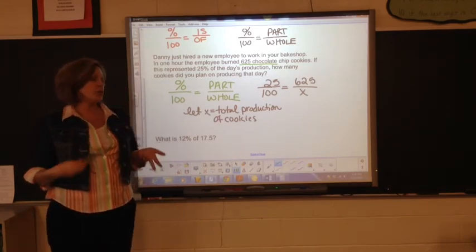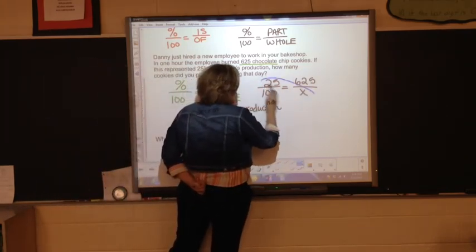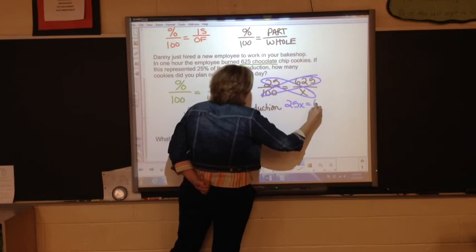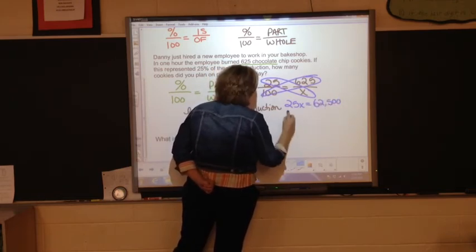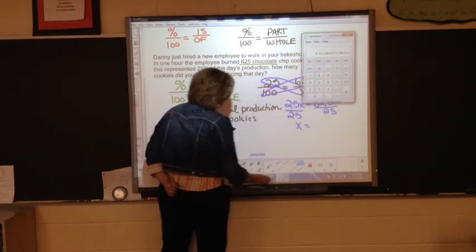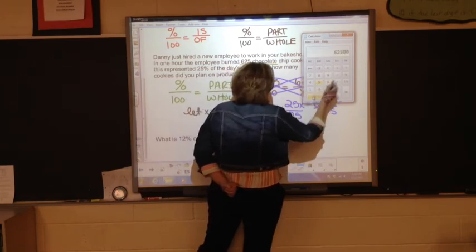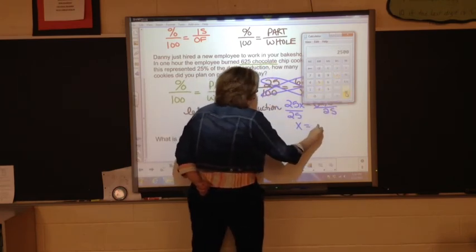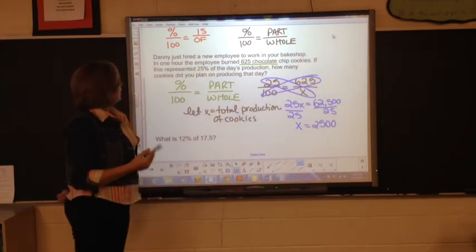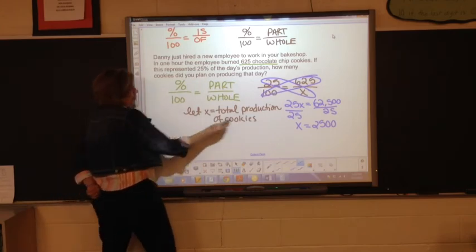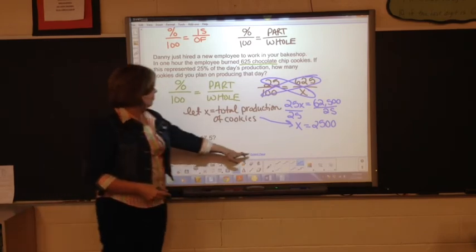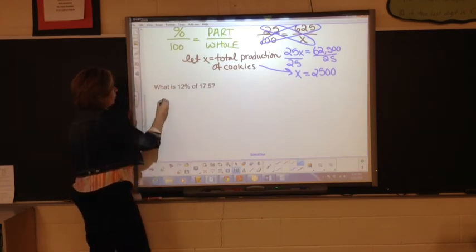All right, and then with any proportion, you can hopefully remember that you can use the cross product. So 25x equals 62,500. I need to divide both sides by 25. And when I do that, I find 62,500 divided by 25 is 2,500 cookies. So how many cookies did you plan on producing that day? You planned on producing 2,500 cookies.